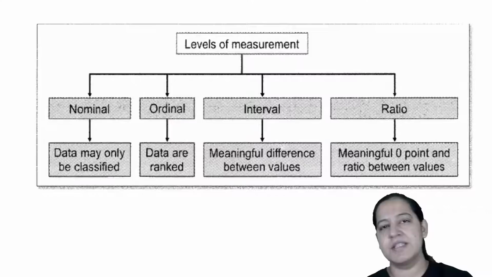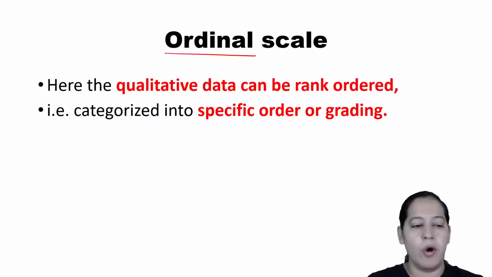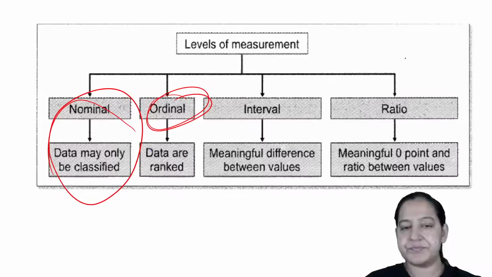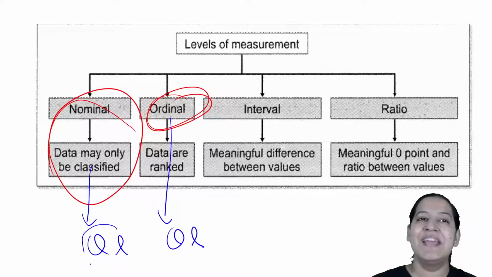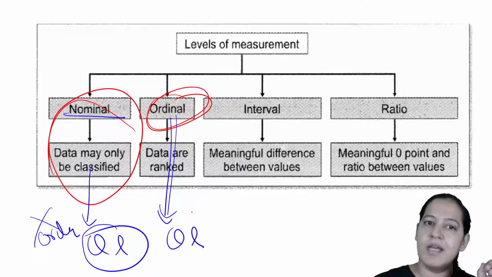The second type, ordinal. As the name indicates, ordinal will have order. Some order. Nominal was for qualitative data. Ordinal is also for qualitative data. So what is the difference between the two? Here in nominal, we don't have any order. We have only names. Names means nominal. We don't have any order. But in ordinal, along with name, we have order also.